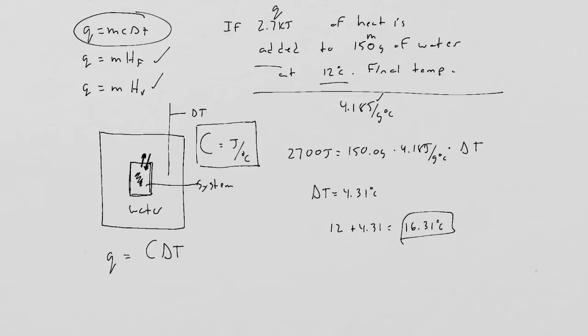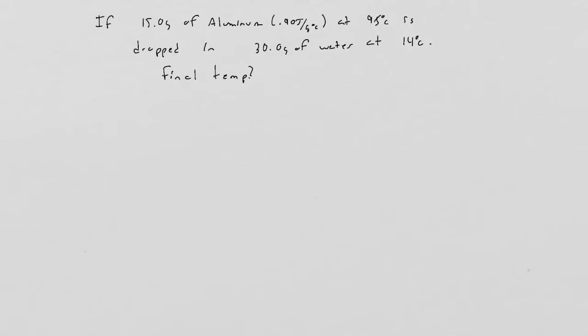Now, sometimes they give you heat loss, heat gain problems, which is something like this one on the next page. So you have 15 grams of aluminum, specific heat 0.90 joules per gram per degree Celsius. I'm pretty sure that's the number, but I might be wrong. I don't think it matters in terms of understanding how to do the calculation. And the piece of aluminum is at 95 degrees Celsius. It's dropped into 30 grams of water, which is at 14 degrees Celsius. And they ask you what the final temperature of the water is.